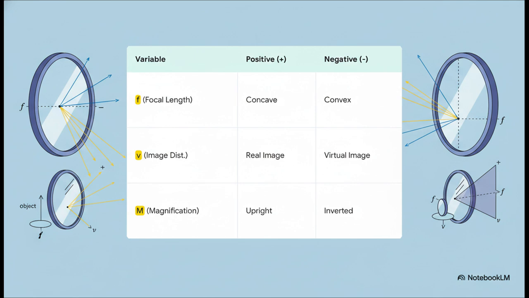If your focal length f is positive, you've got a concave mirror. Negative, it's convex. If the image distance, v, comes out positive, you've formed a real image in front of the mirror. If it's negative, it's a virtual image behind it. And magnification, m? Positive means upright, negative means inverted. Master this, and you can predict everything without drawing a single line.